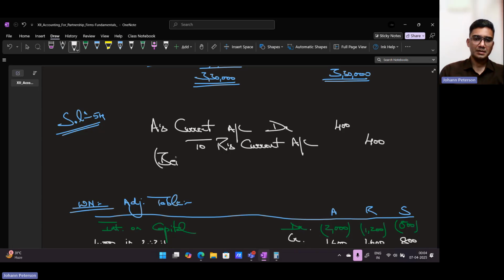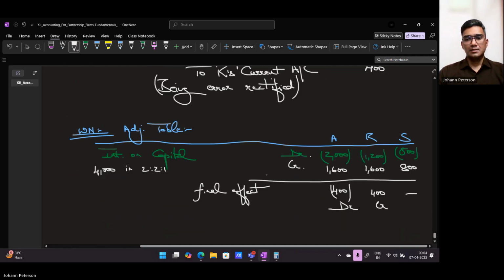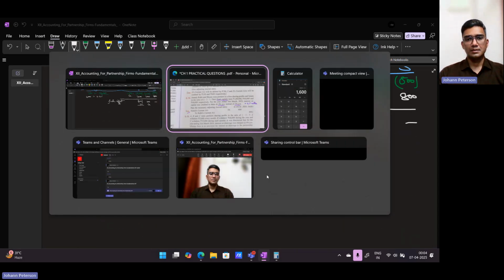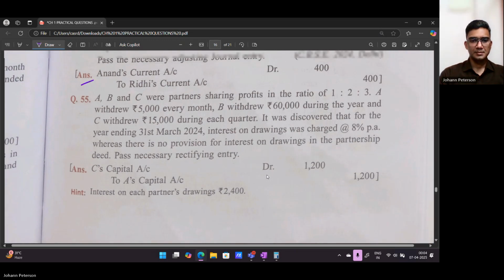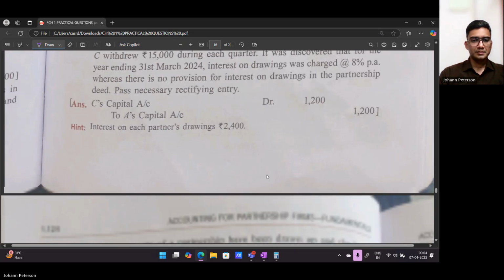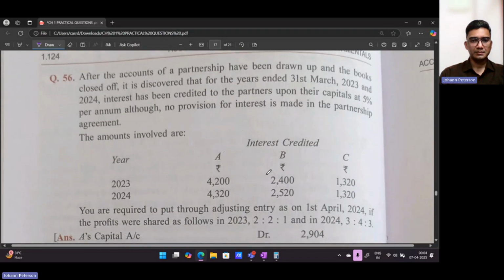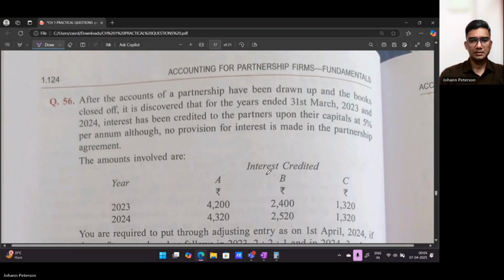Again, being error rectified. Okay, let's see any more. Five 56. We'll try 56.